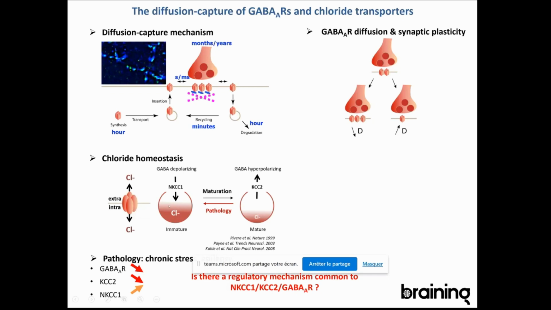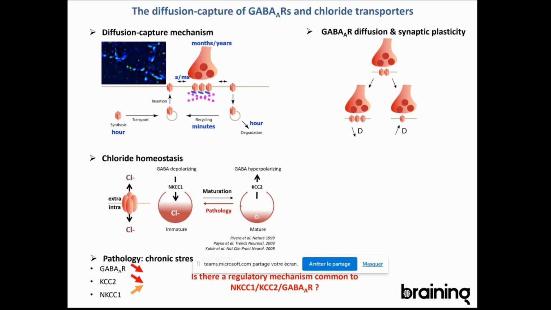But at immature stage, you don't have this KCC2 transporter, you have NKCC1, and you have a big influx of chloride in the neuron. And therefore, the GABA receptor is going to exit chloride from the neuron. Okay. And in this case, sorry, the GABA is depolarizing or excitatory. Okay, sorry about that.